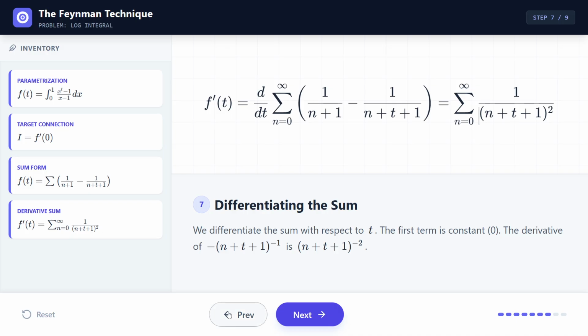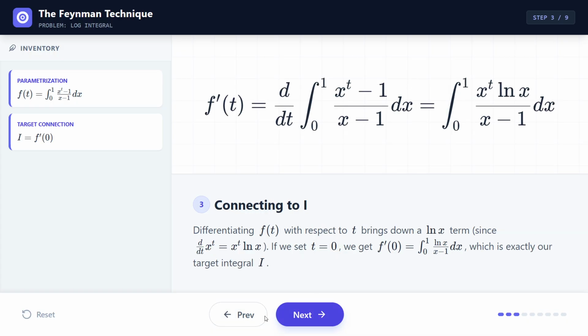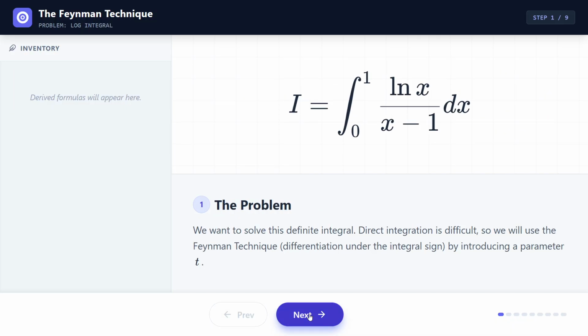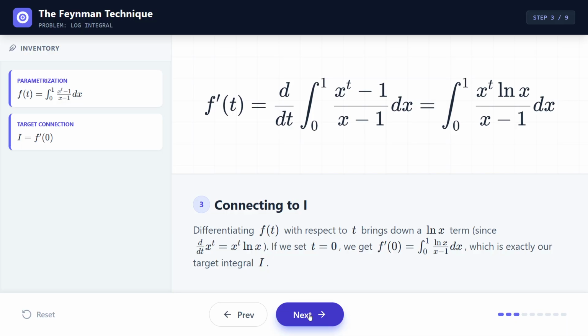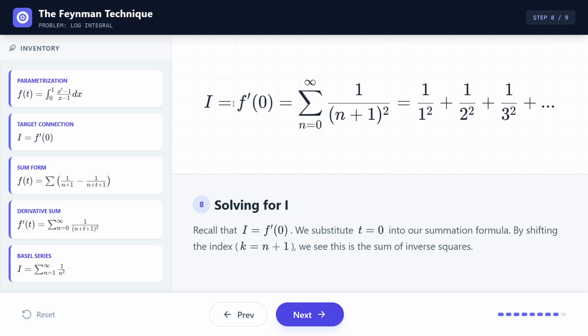Now we know that I, our original integral, we said was simply f prime at 0, right? Where did we show that? Let's see. Yeah, right here. F prime of 0 is equal to I. So now we just set I equal to f prime of 0, which is equal to this. And that is exactly the sum of the reciprocals of the squares.